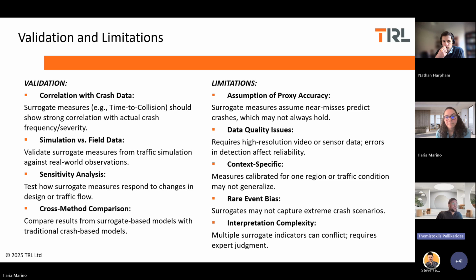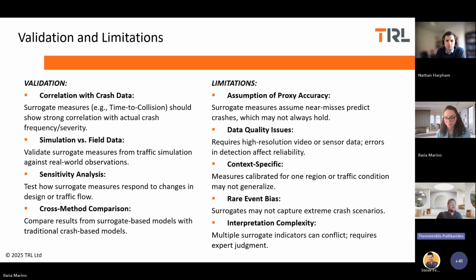As you can already tell, surrogate data are very useful in analyzing safety conditions without waiting for actual crashes to occur. But we need to make sure that these data are valid, and this can happen through various methods. Validation methods such as correlation with crash data, where surrogate data shows strong correlation with the actual crash frequency and severity, can be used.